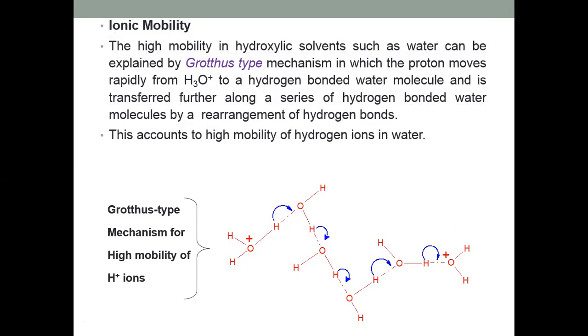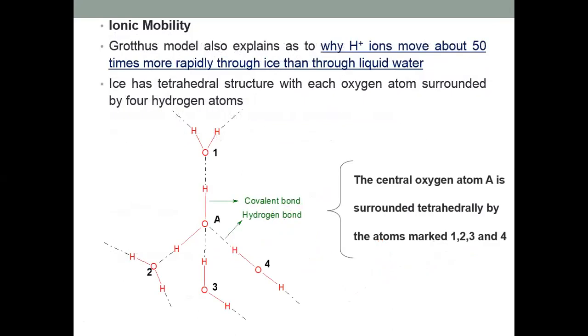And along this series of hydrogen bonded molecules, and that is what accounts for the high mobility of hydrogen ions in the water. And this type of mechanism is known as Groth's type mechanism. And in ice, the mobility of H ion is about 50 times more than in liquid water. So in ice, H ion moves 50 times more. The mobility is 50 times larger than the H ion in the liquid water only. Why is that? Why would that be?